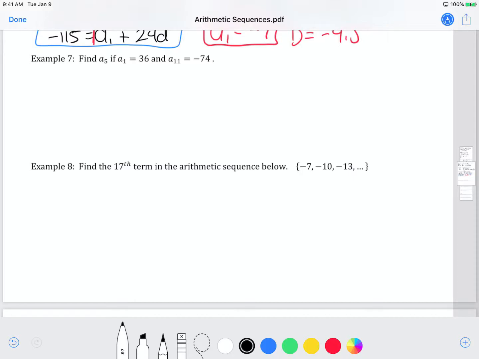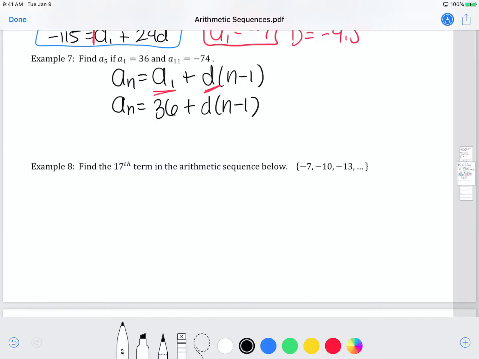For example 7, we need to find A5 given that A1 is 36 and A11 is -74. Well, in this example, it gives us half of what we already need to know. In order to come up with the nth term of the sequence, we need to know what our A1 is and what our D is so we can plug it in. If I know what the nth term is, then I can just plug in 5 for n and find my A5. But we already know what A1 is, so I'm going to put that in here. A1 is 36. So all I have to do is figure out what D is.